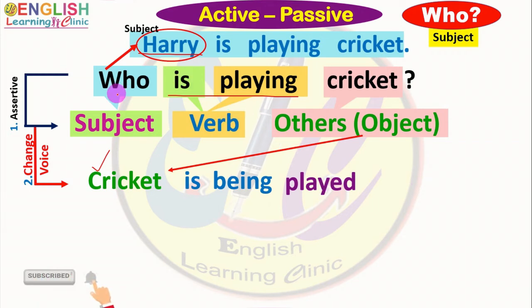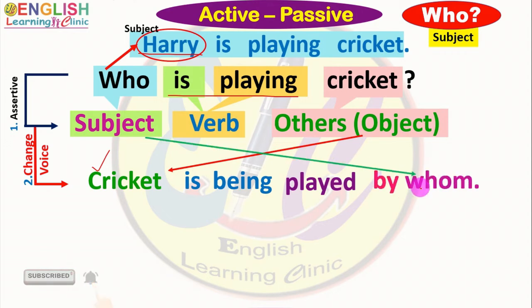You all know, to find out the indirect object of the verb, you have to ask the question to the verb with the WH word whom. So, naturally, whom is the objective form of who. So, when who goes to the object position, it will be by whom.